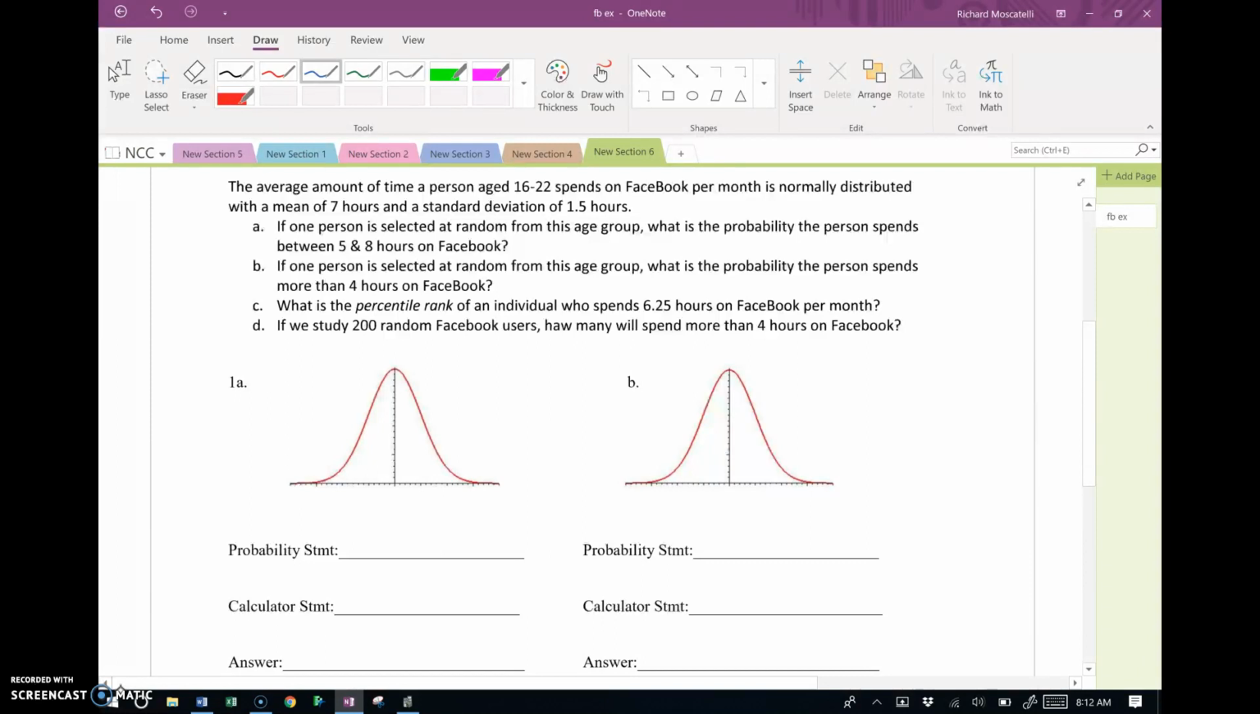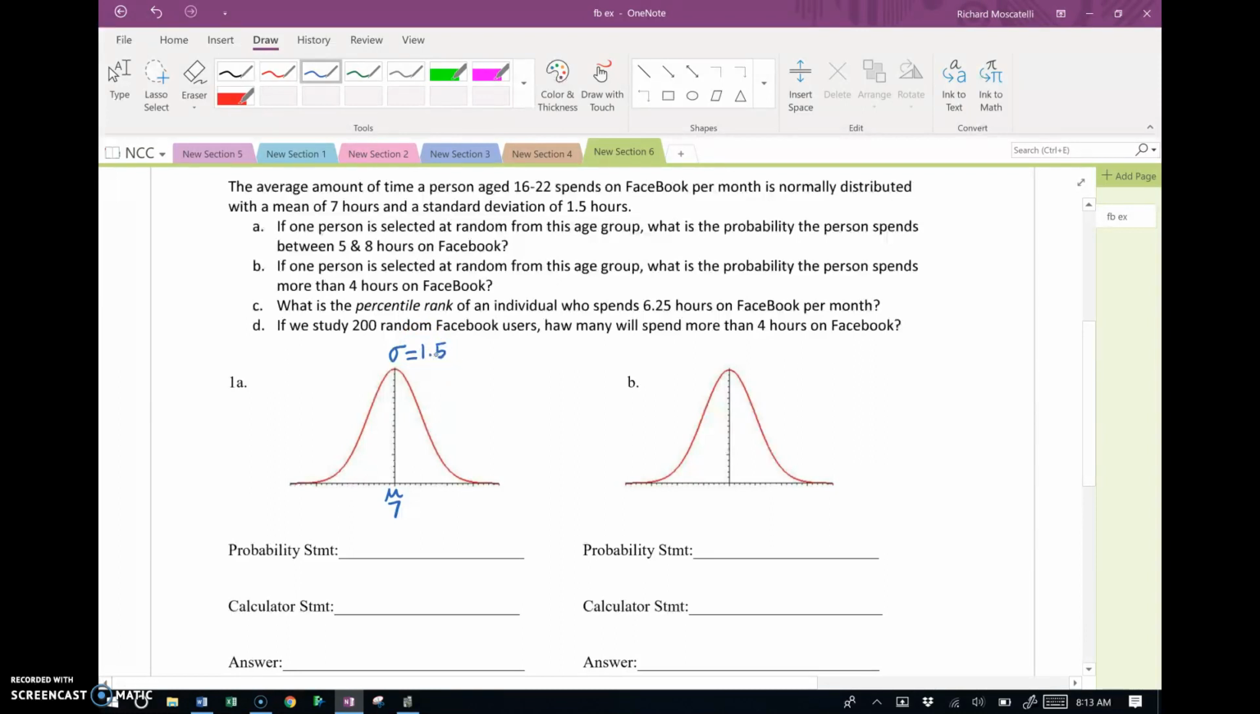I got an example here with Facebook time. It says the average amount of time a person age 16 to 22 spends on Facebook per month is normally distributed with a mean of 7 hours and a standard deviation of 1.5 hours. So that means every time we come to a bell curve, we're going to be labeling the mean, 7, and the standard deviation. I like to put the standard deviation up top here so it's out of my way, 1.5.